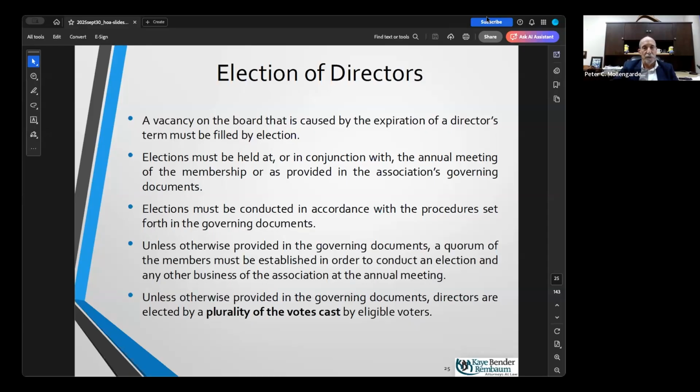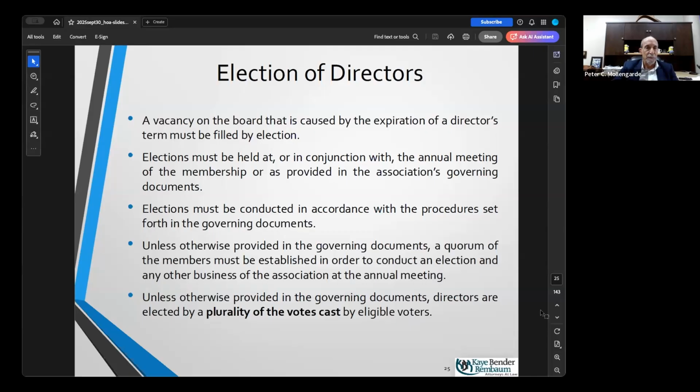Now, this is important. This third bullet point: elections must be conducted in accordance with the procedures set forth in your governing documents. This is contrary to condominiums, where their elections are governed pretty much entirely by statute. The election procedure for a condominium is set forth in detail in Chapter 718, Florida Statutes, and in the Florida Administrative Code. That is not the case with HOAs. There's some election stuff in the HOA law.